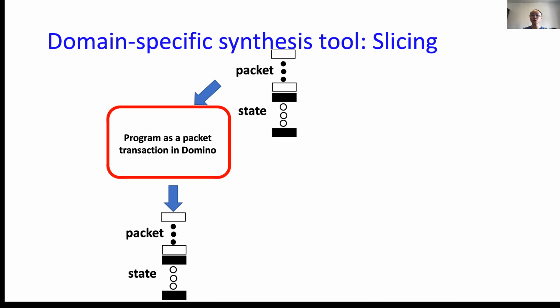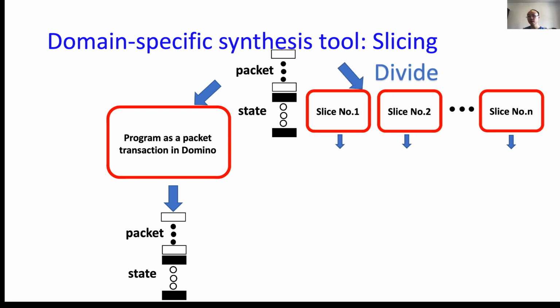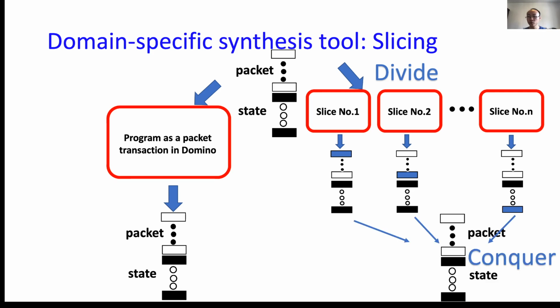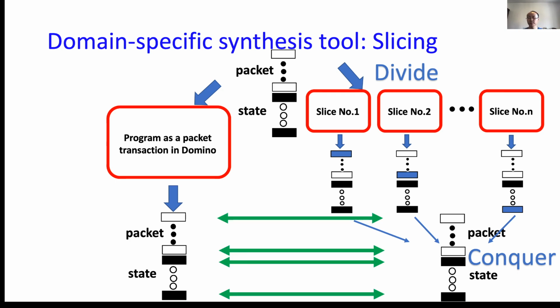In general, we want to divide our slicing algorithm into 2 phases. The first one is the divide phase, which means we divide everything into n slices, and each slice only takes care of some portion inside the packet plus state vector. After the divide phase, we go to the conquer phase, where we gather different portions from each slice and combine them into a new packet plus state vector. When we compare the packet plus state vectors, their values should be correct.